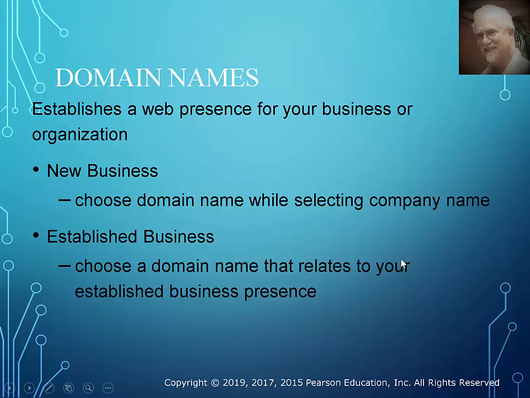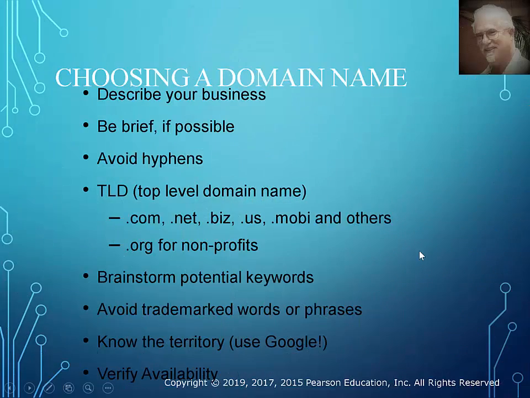Okay, so a domain name. Now you need to go get a domain name. It's managed via ICANN. They are the domain names rulers. If you do business, you often choose a domain name when selecting the company name, so make sure those things match. For an established business, you might have to do a little more searching, but I'm sure you can find something. But something that describes the business, be brief, avoid hyphens. Although I've noticed hyphens have gotten a little bit more popular lately.